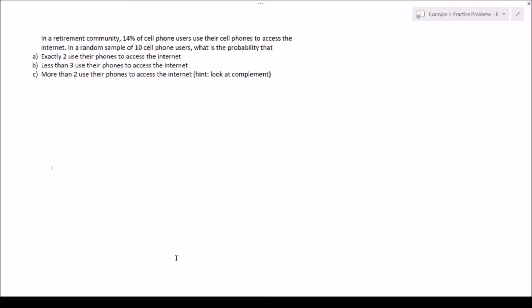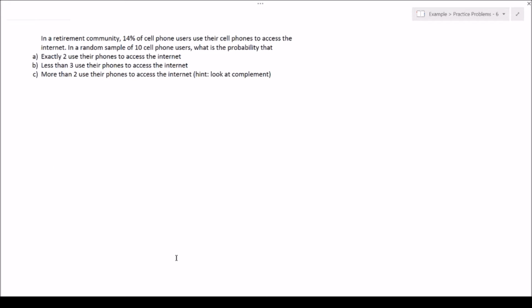All right, so this one is number 6. In a retirement community, 14% of cell phone users use their cell phones to access the internet. In a random sample of 10 cell phone users, what is the probability that exactly 2 use their phones, less than 3, or more than 2?